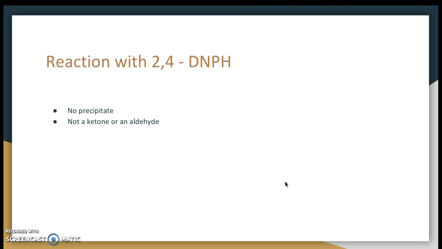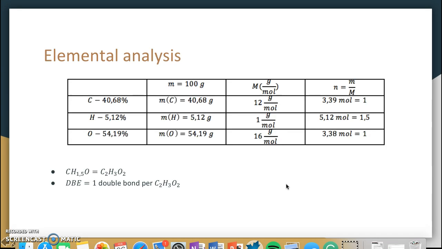What we saw was that no yellow or orange precipitate formed, meaning there is no reaction taking place. By that we can conclude that it's not a ketone or an aldehyde either. And since we did not get a reaction for the 2,4-DNPH, there is no reason to test with the Fehling's or Tollens' reaction. And then on to the elemental analysis.